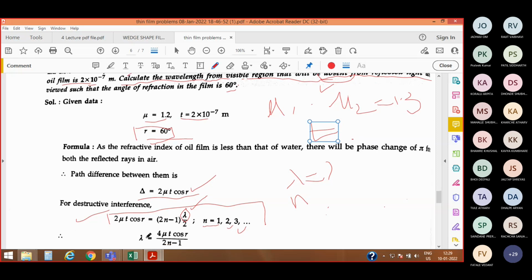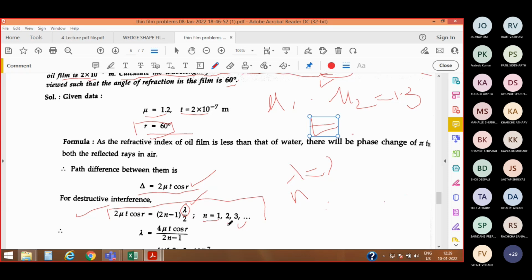So the equation is lambda equals 4 mu t cos r upon (2n minus 1). The rest is given: mu is given, t is given, r is 60, n is 1, 2, 3. What is the final answer? So this is your last example. Now the next example we will take in the next lecture. Tell me the final answer.